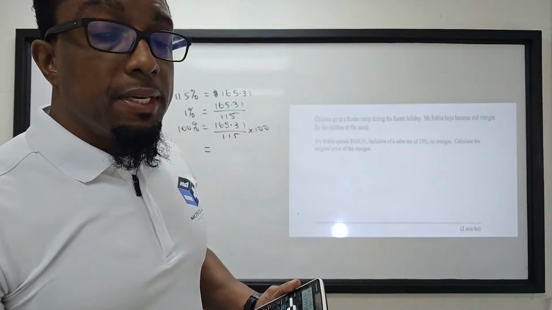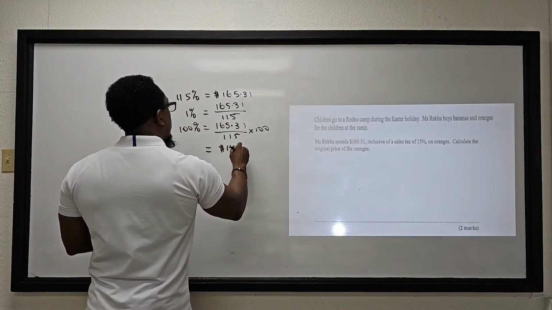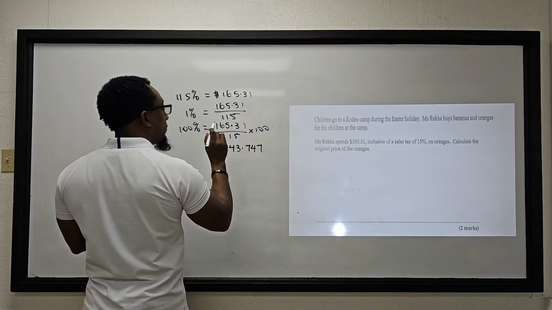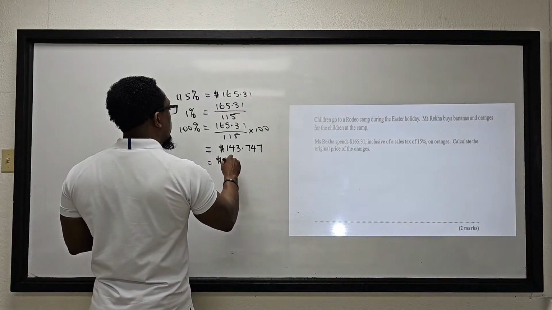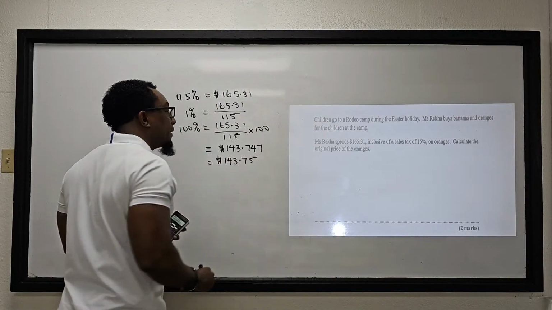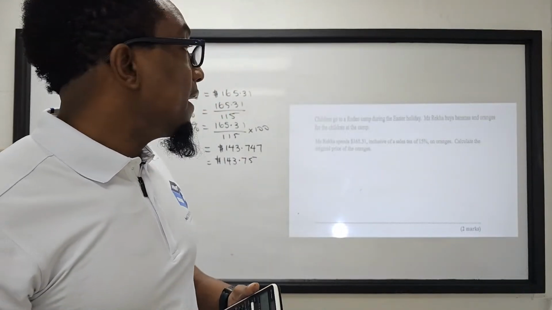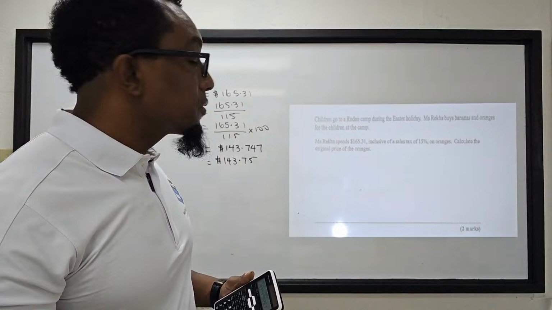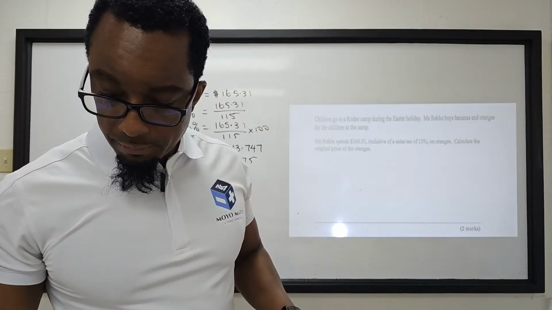All right, I'm going to put it to the nearest cent. We're going to get $143.747, which is $143.75. All right, so $143.75 will be the original cost of the oranges. Yeah, so this is working backwards, dealing with sales tax or VAT.